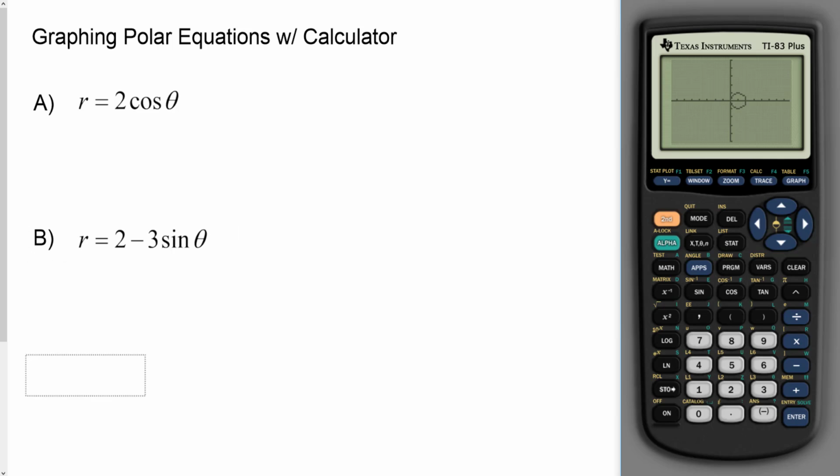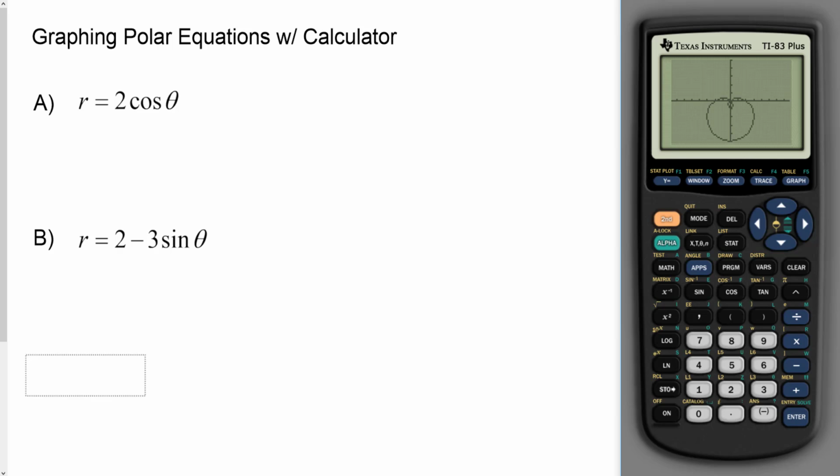R equals 2 minus 3 sine theta. So I'm going to do 2 minus 3 sine theta. And graph. All right, that's what this new graph looks like.